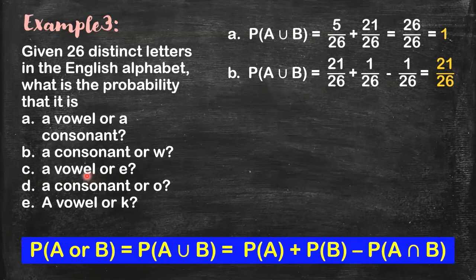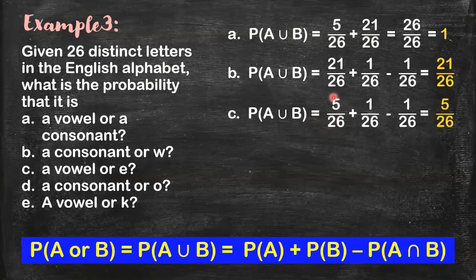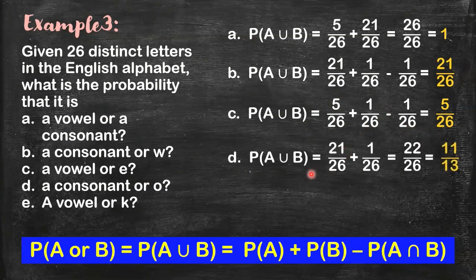Okay? Moving on to letter C, ganun lang naman din to. Okay, this time vowel naman. Okay, what is the probability of getting a vowel? 5 over 26. What is the probability of getting an E? 1 over 26. Meron bang intersection yung set of vowels at saka E? Yes, yung E mismo ang intersection nila. So that's why to get the probability of their union, eto siya. This is the probability of getting a vowel. This is the probability of getting an E at ito yung intersection nila. Iba-minus mo. And you will get 5 over 26.